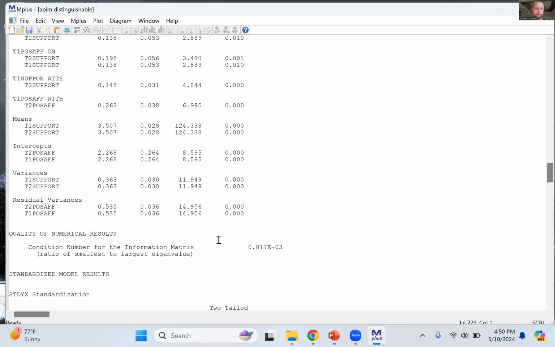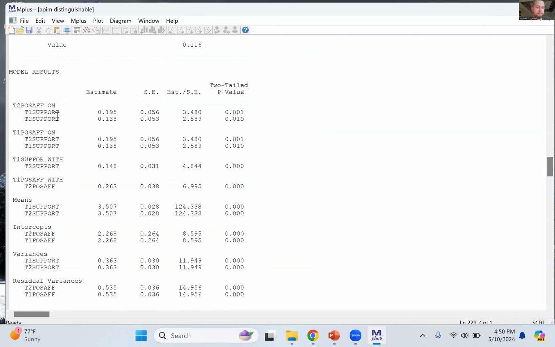And so we'll scroll down, and this is our unstandardized output. And as you can see, we have our partner effect here and our partner effect here, and they are identical. They are both 0.195. Likewise, we have identical actor effects of 0.14, or 0.138 rounded up. And so you'll see the standard errors are the same, the estimates are the same, the p-value is the same, everything is identical. And then we also have our covariances.